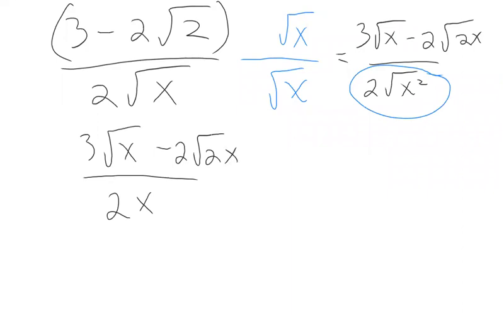Again, these are close, right? Because they both have x's, but they have to be exactly the same. So therefore, I cannot do anything else. And that is the final answer. Now, if you multiplied everything by 2 radical x, then you would have had to simplify because we would have had a few too many 2's.